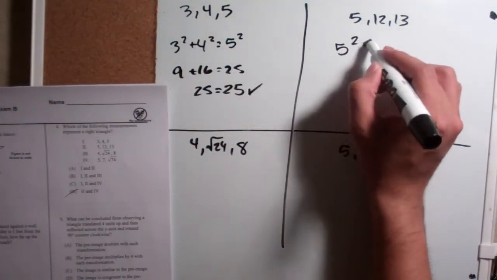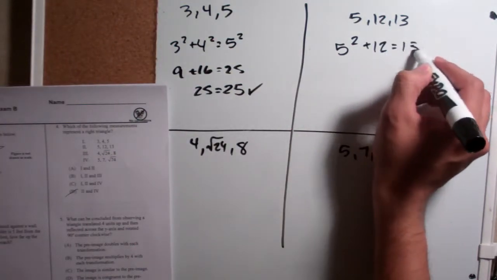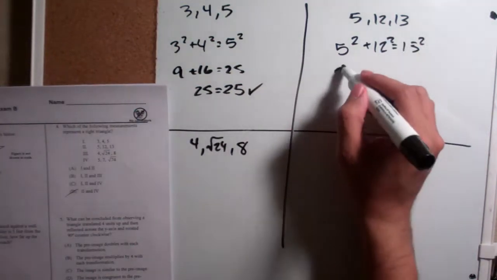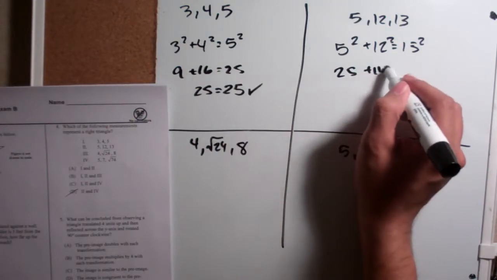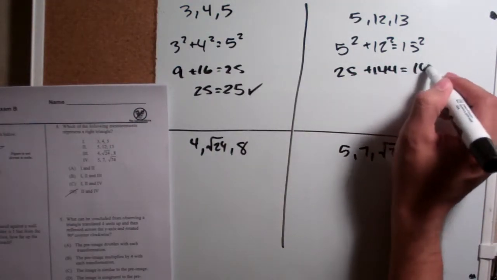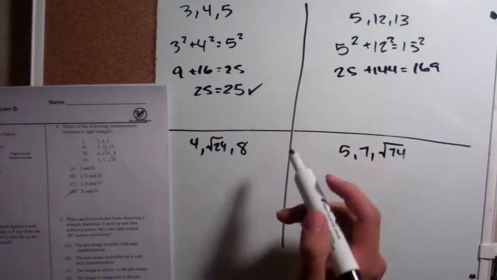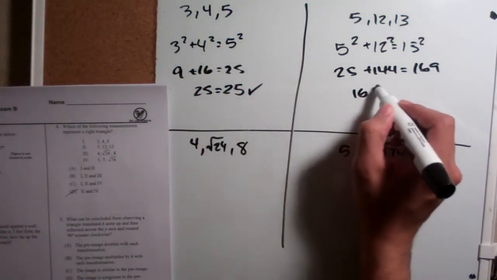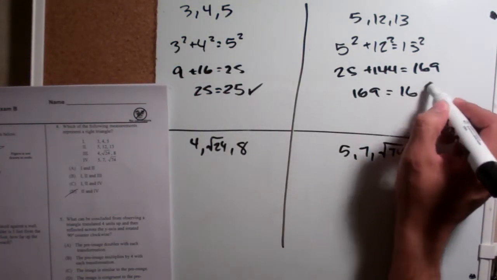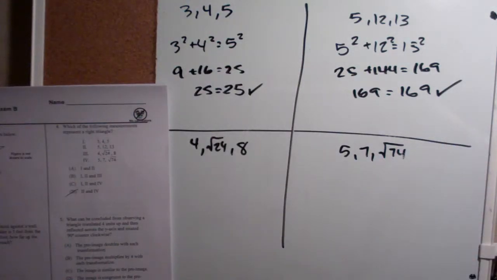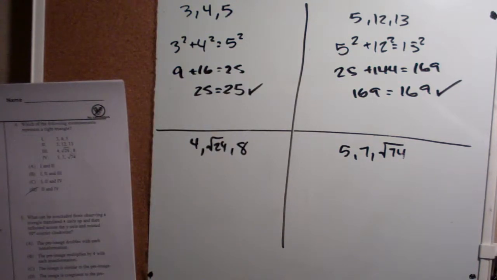So 5 squared plus 12 squared equal to 13 squared. Alright, this is 25 plus 144 equal to 169. Alright, 25 plus 144 is 169. And this is a true statement, so number 2 is correct. Okay, so we have 2 that are right triangles. Okay, let's check out the third.